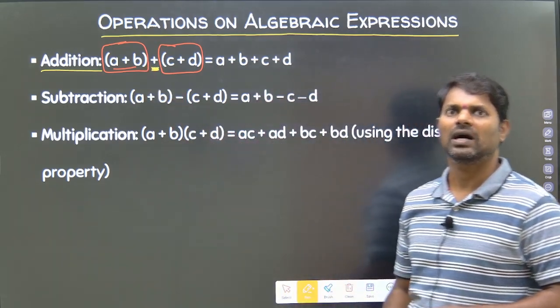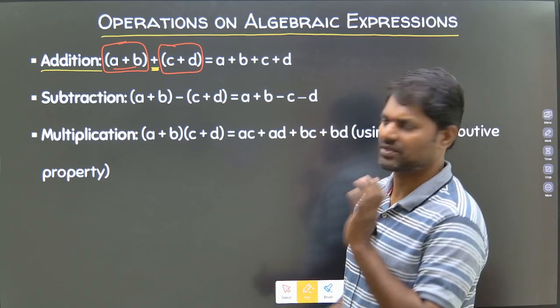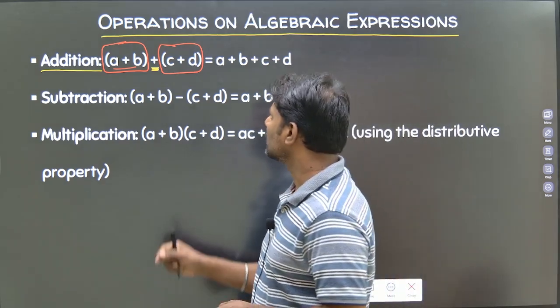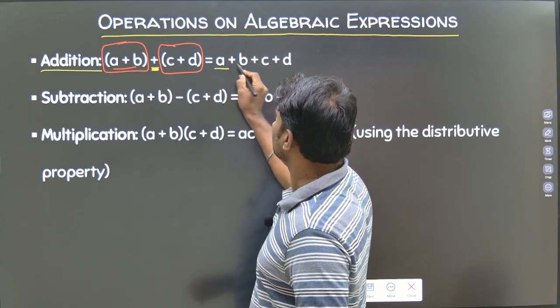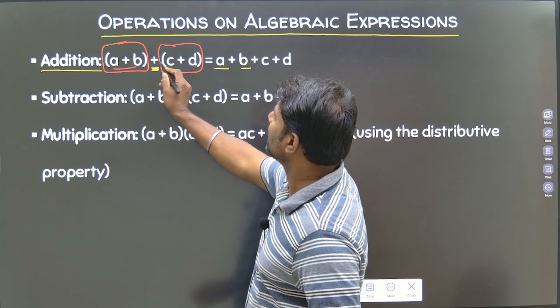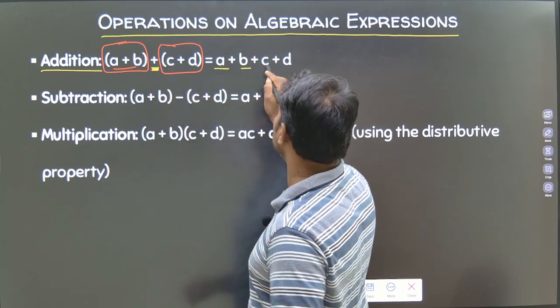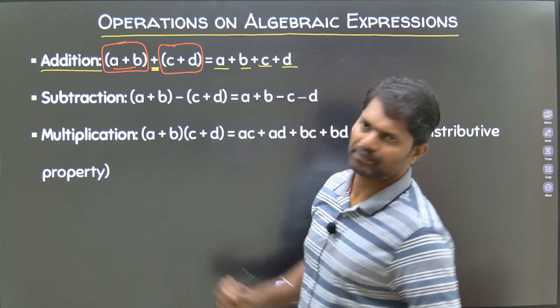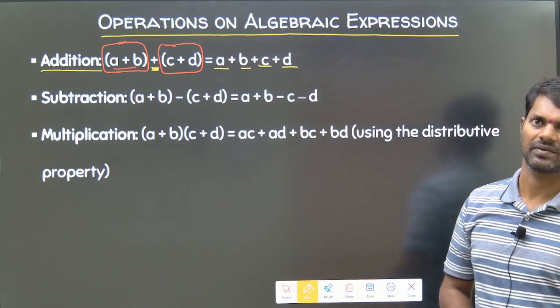Addition of 2 algebraic expressions. This is called addition of 2 algebraic expressions. Okay. So how are they added? A plus B, then directly we can add plus C plus D, plus C and plus D. So this is addition of 2 algebraic expressions.